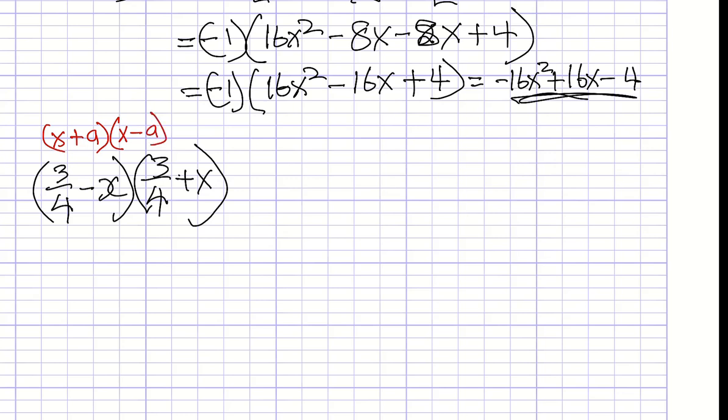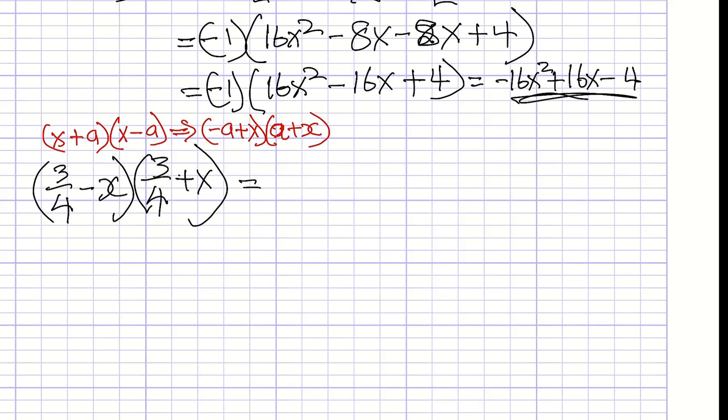But what they did, they switched it around. They switched it to negative a plus x times a plus x. See what they did? They switched it around. So don't let that fool you. That's what I said, just multiply things out. Keep going. Okay, so let's do it.